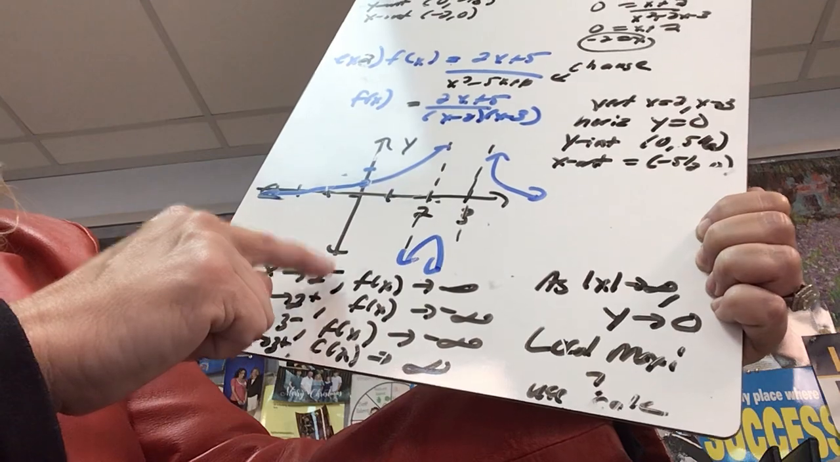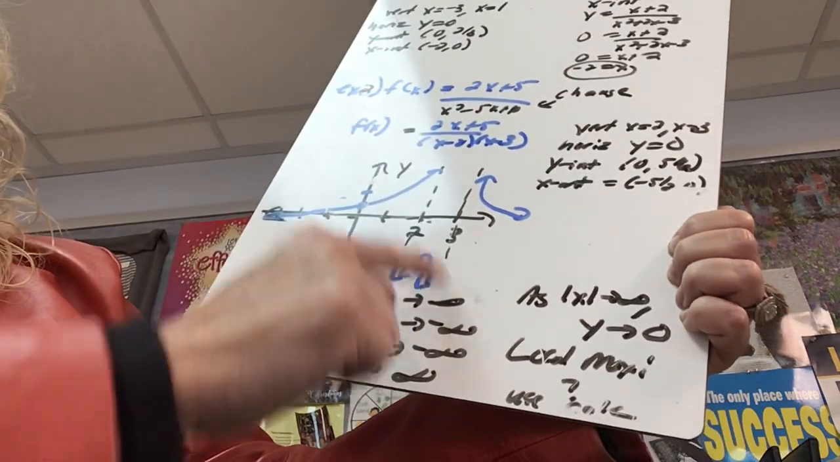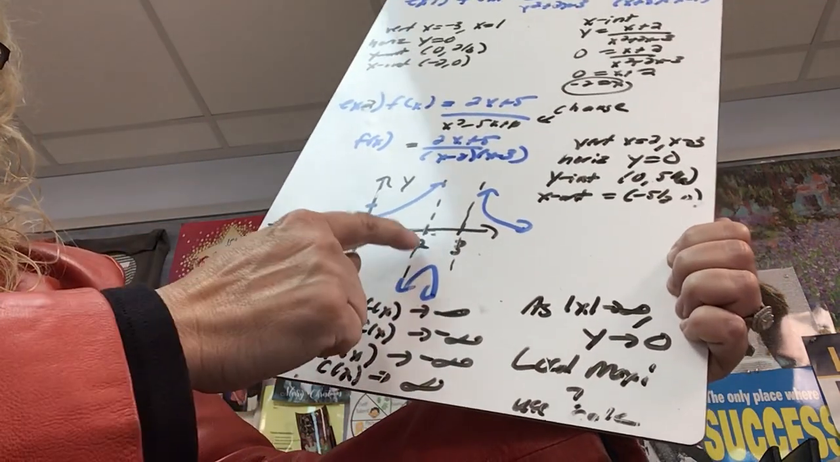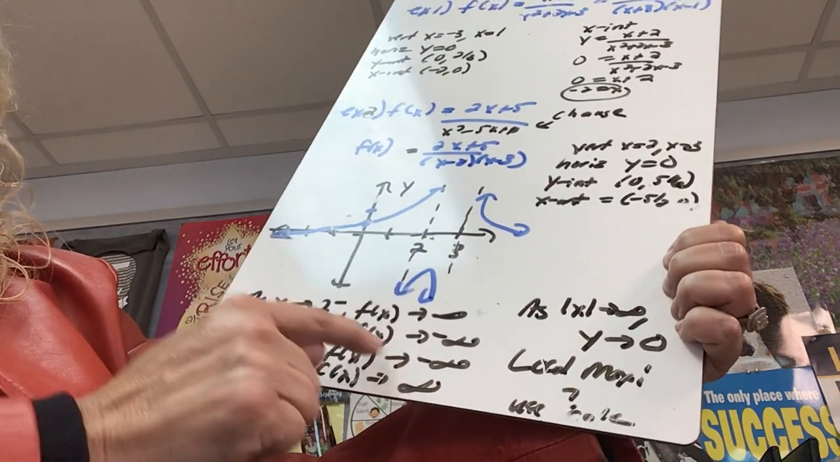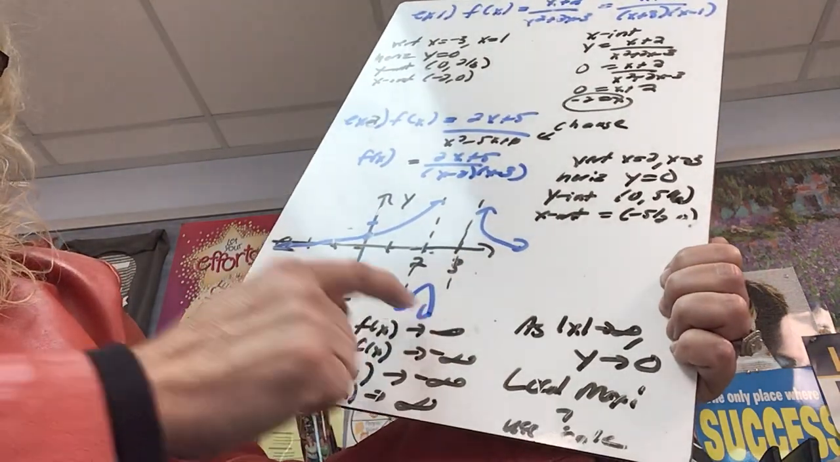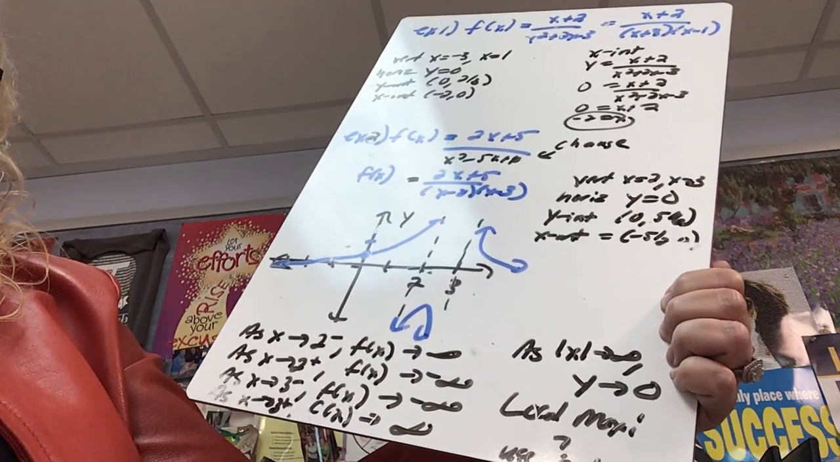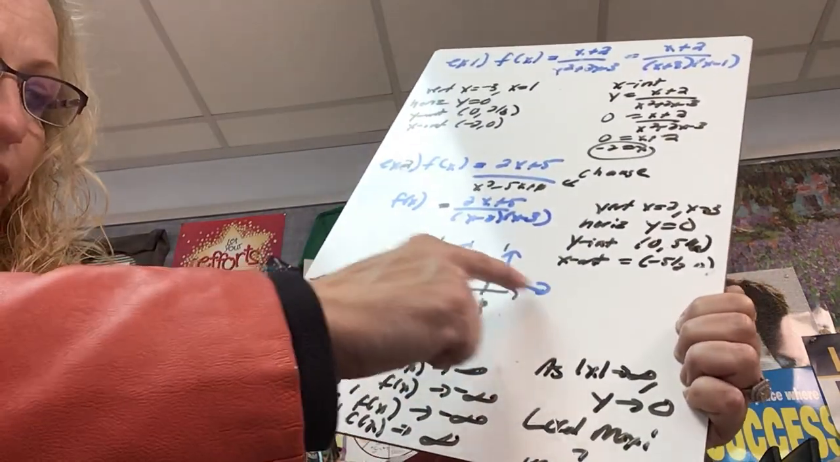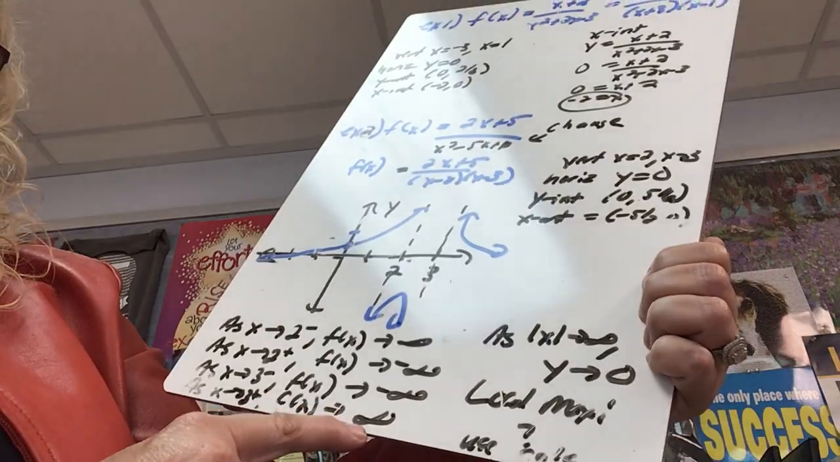So as x approaches 2 from the left side, f of x goes to infinity. As x approaches 2 from the right side, f of x goes to negative infinity. As x approaches 3 from the left side, f of x goes to negative infinity. And as x approaches 3 from the right side, f of x goes to infinity.